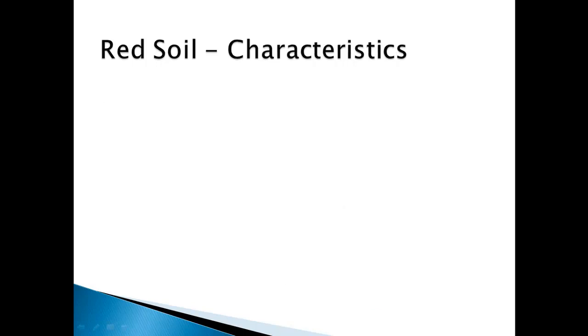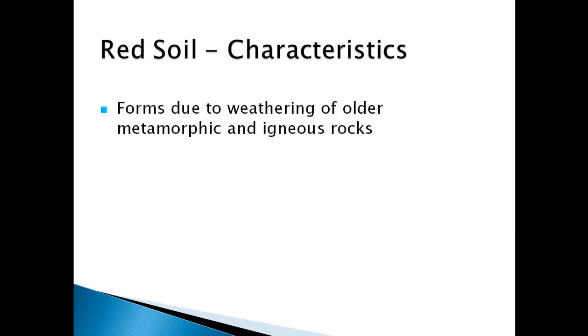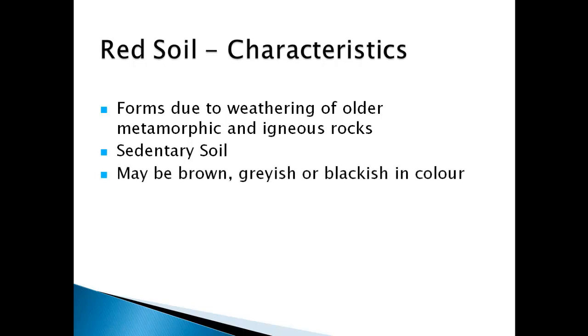Now we'll understand the characteristic features of red soil. It is formed due to the weathering of older metamorphic and igneous rock. It is sedentary soil that is mainly confined to a particular region. It may be brown, greyish or blackish in color due to the different percentage of minerals present in the soil. It also has a good moisture retention capacity.